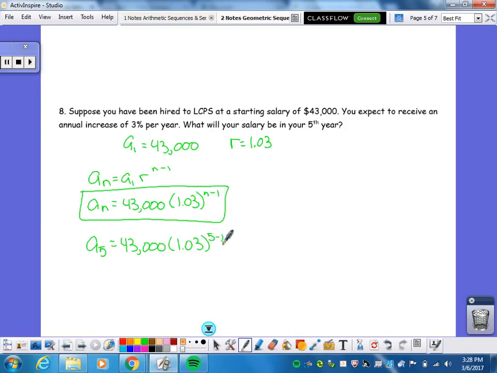When you put this in your calculator, you get as your final answer, A sub 5 is equal to 48,396.88. So your final answer is going to be $48,396.88.